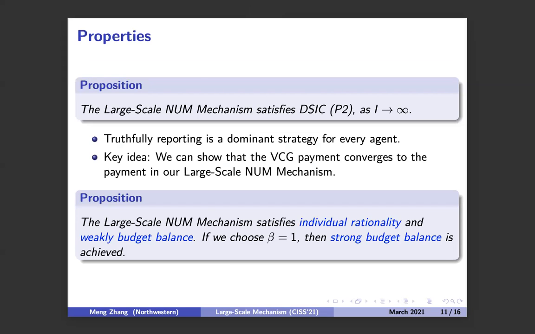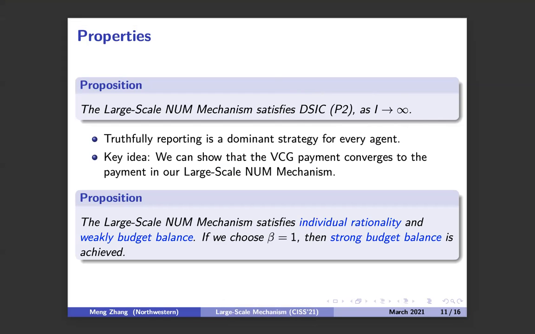In terms of the properties it achieves, the first property we can characterize is dominant strategy incentive compatibility. As the number of agents goes to infinity, we can prove that it achieves this property, meaning that truthful reporting is a dominant strategy for every agent. The key idea of proving this proposition is that we can show that the VCG payment converges to the payment that we just described in our large-scale mechanism.